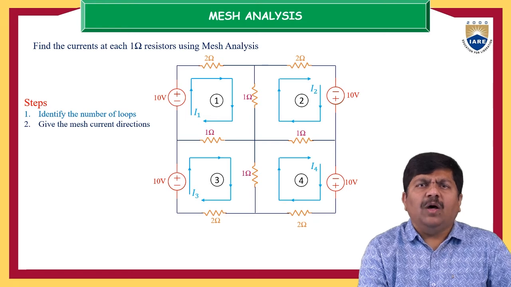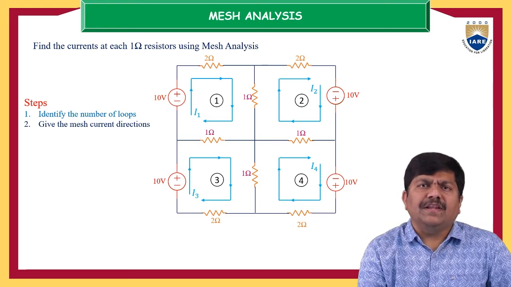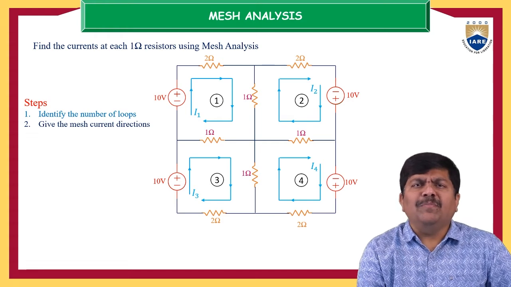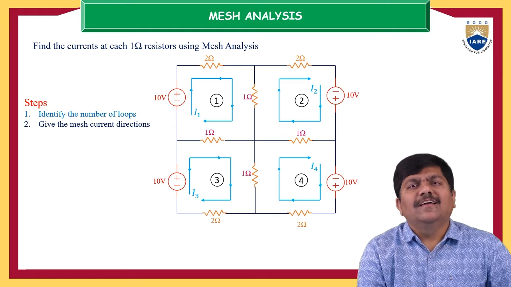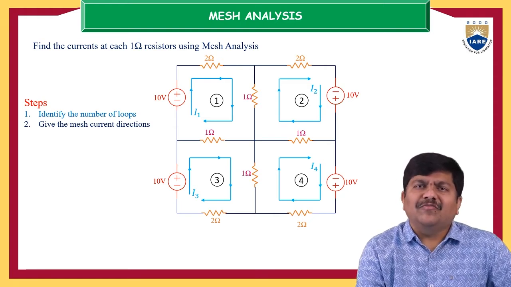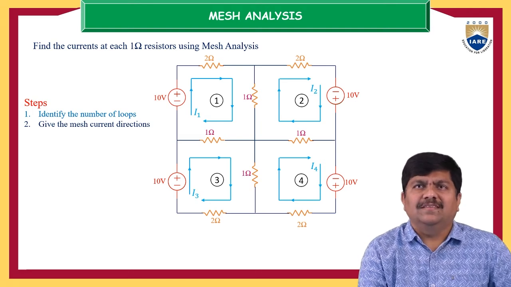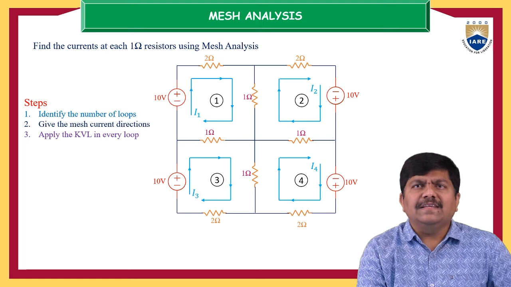Now if you are not comfortable with this clockwise direction, some of them may be taken as clockwise and some of them as anti-clockwise. That is up to you, based on the student or faculty who is going to solve this particular problem. That is up to us. And the third step is to apply KVL in every loop.